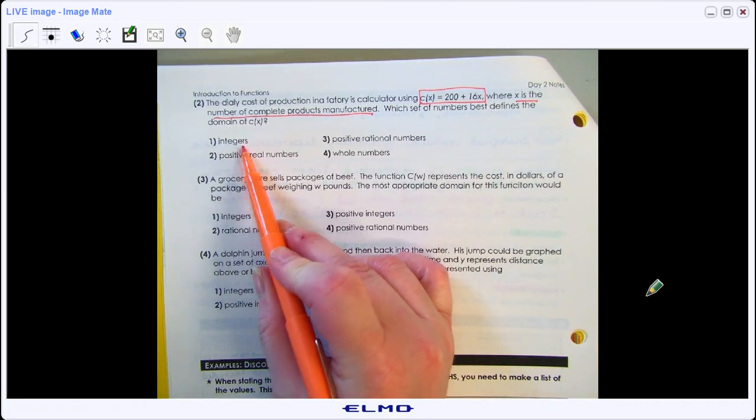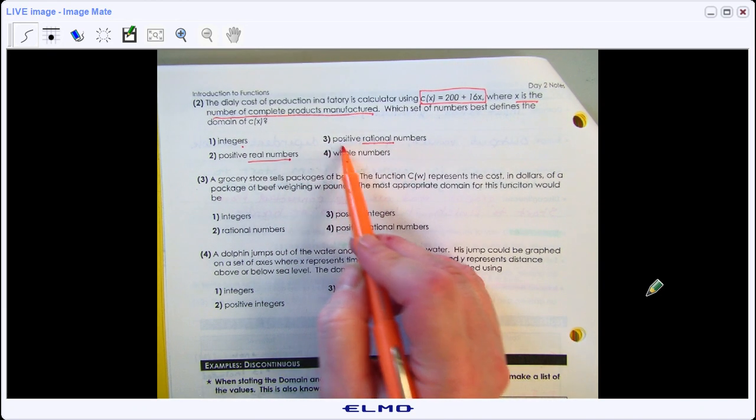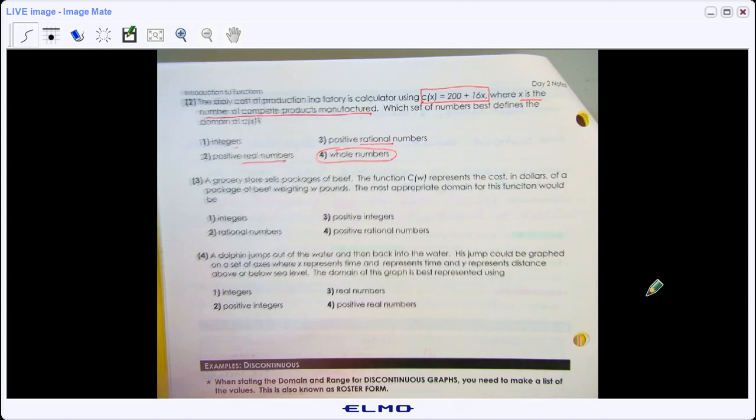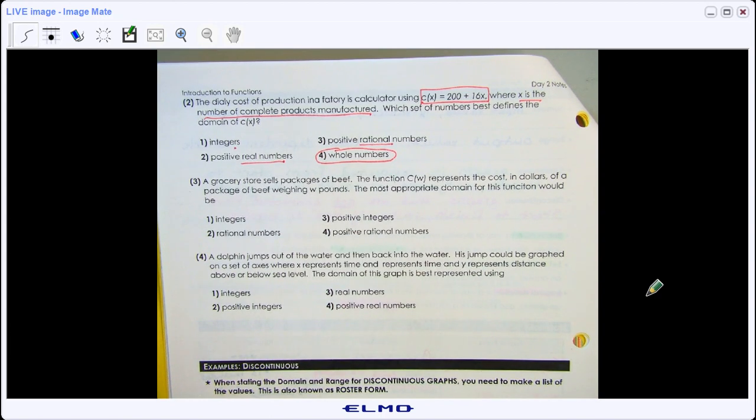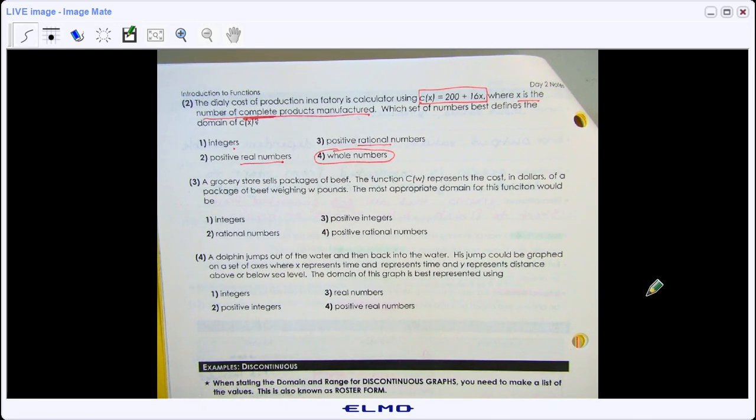So it's not going to be integers. Real numbers include fractions and decimals. Rationals include fractions and decimals. So it's going to be our whole numbers, because if you complete the product, you've got a whole one there. Okay, so we can't have decimals or fractions.